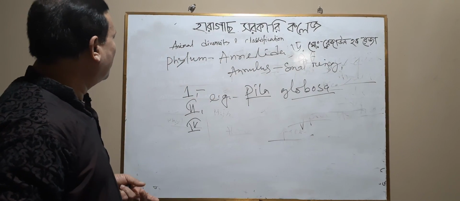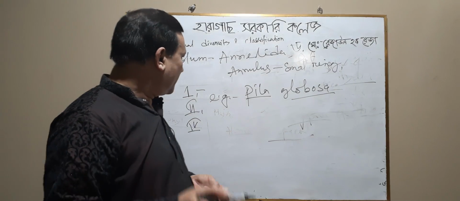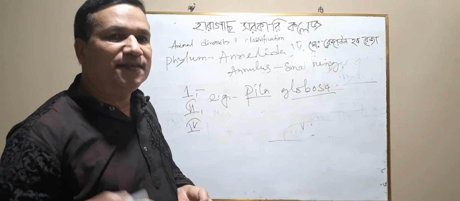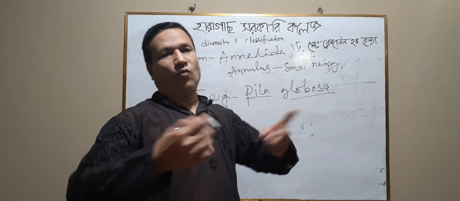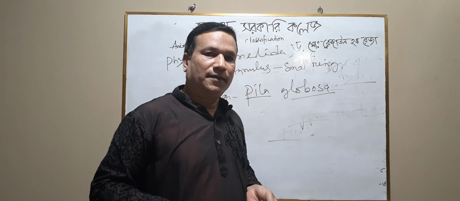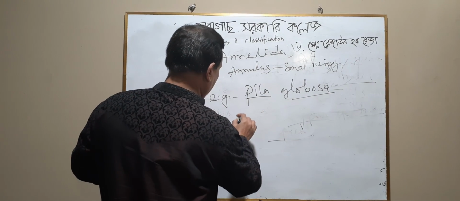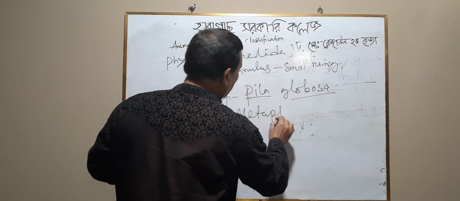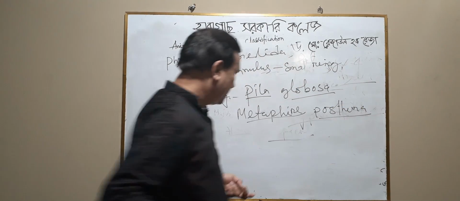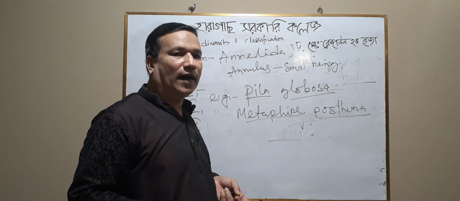Characteristic features. Number 1, the body is elongated, cylindrical, tubular, segmented and vermiform. Number 2, the excretory system consists of a pair of nephridia in each segment. Number 3, circulatory system is closed type with well developed blood vessels. Number 5, life cycle with trochophore larva. Example, Metaphire posthuma. It is commonly known as earthworm. English name earthworm, scientific name Metaphire posthuma.